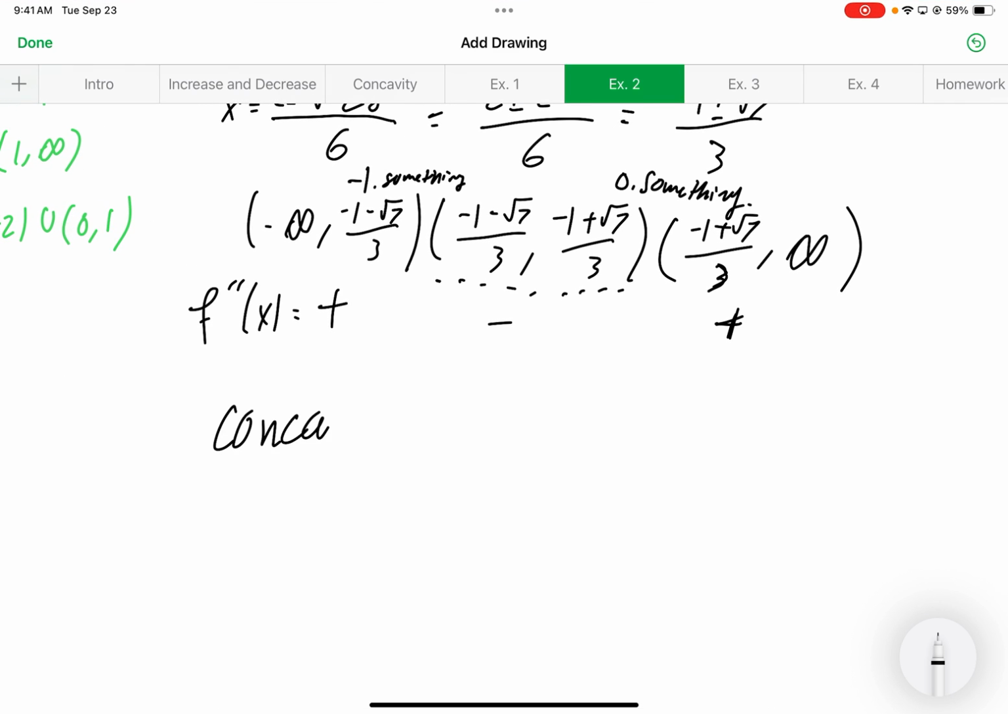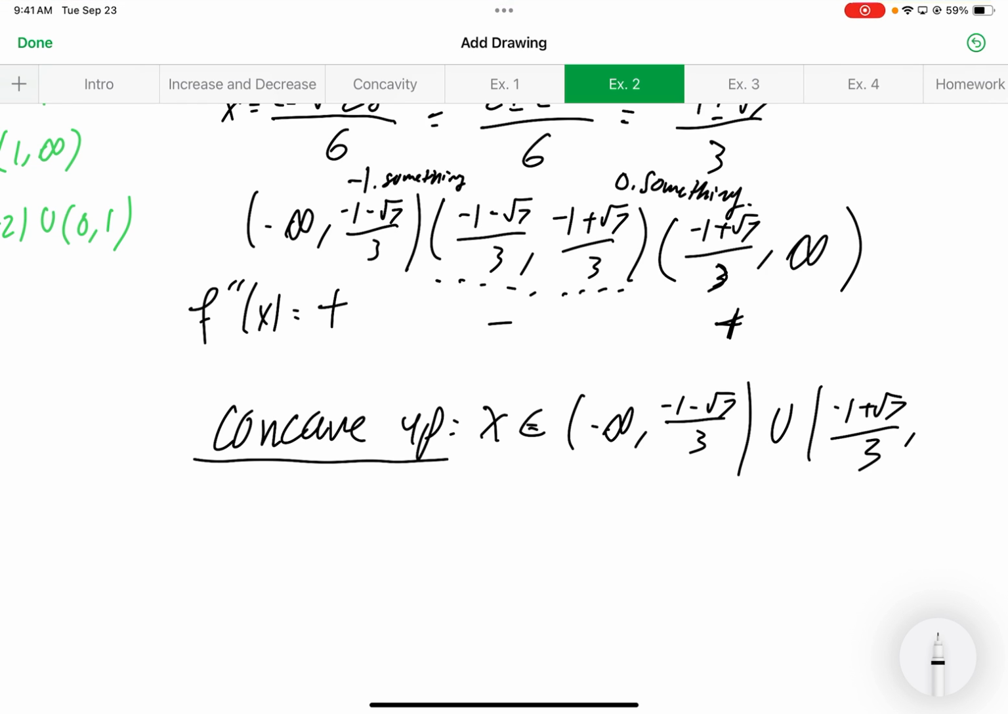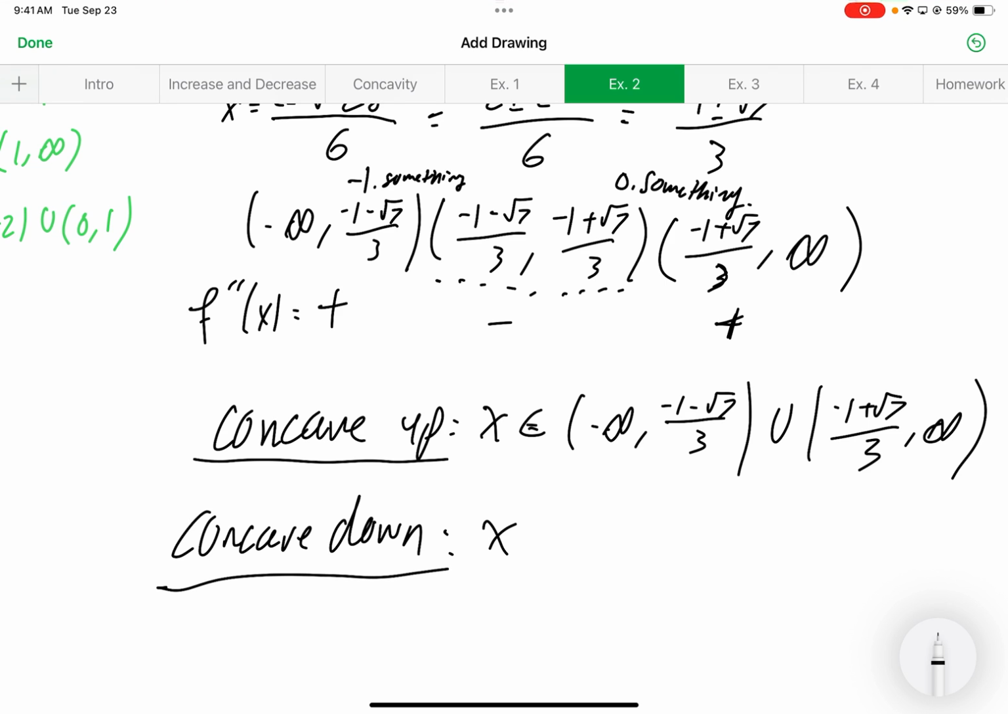Okay? So that means I'm concave up when x is an element of negative infinity to negative 1 minus square root of 7 over 3, unioned with negative 1 plus square root of 7 over 3 to infinity. And then concave down when x is an element of negative 1 minus square root of 7 over 3 and then negative 1 plus square root of 7 over 3.